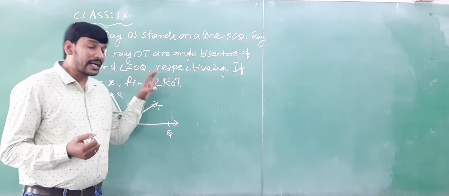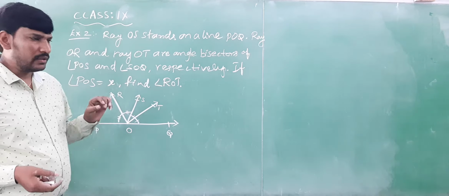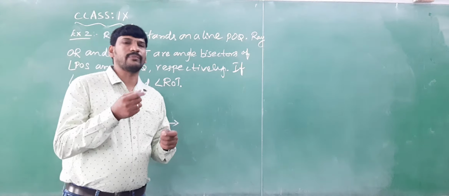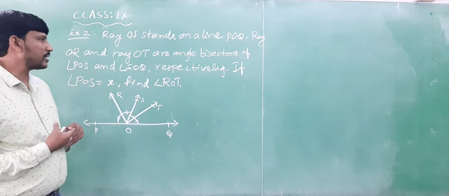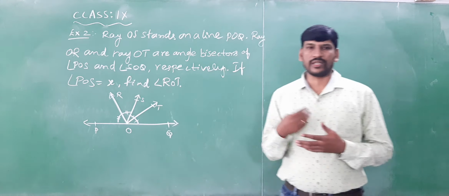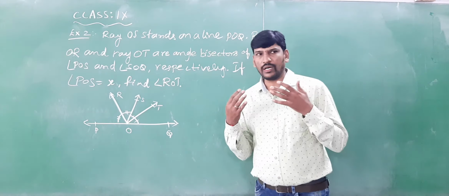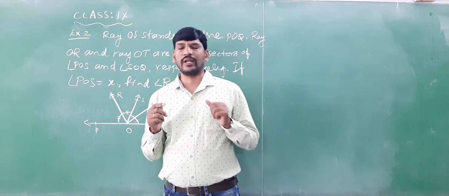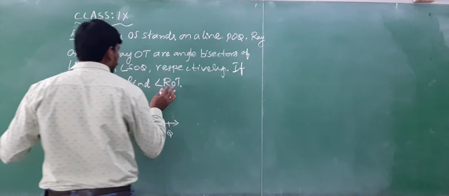Now try to understand the question. There are some words we will use in mathematical language, that is bisectors. Different terminology. Yesterday also we discussed some. If you are thorough in that, you will be able to understand very easily. Now try to understand this question.